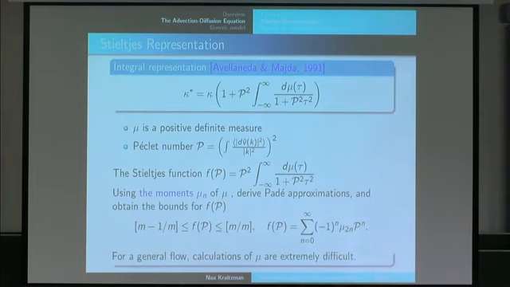So we define the Stieltjes function, f of p, and assuming that we know the moments of this measure mu, then we can actually bound it using Padé approximations, and after we bound f, we bound the thermal conductivity.